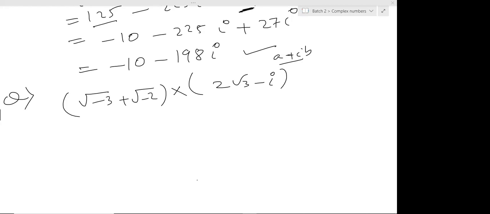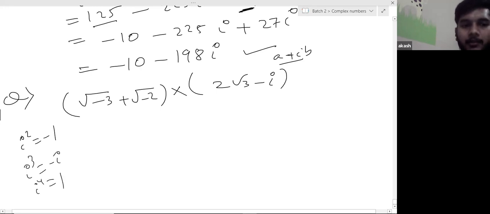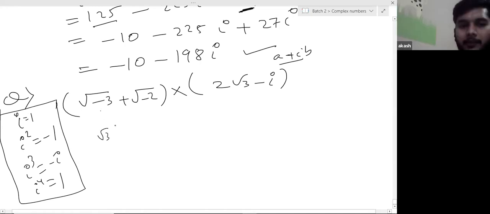So i square is minus 1. i cube is minus i. i raised to the 4 is 1. And i is i. All right, so how to solve this? This is root minus 3, just write root 3i. This is root 2i. If you do this, you will be able to solve.